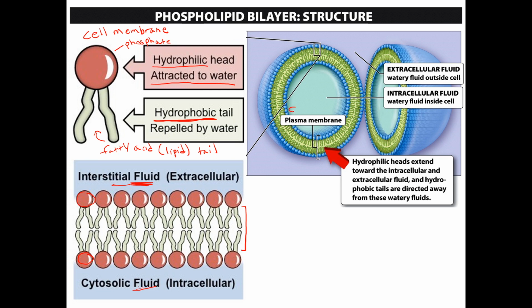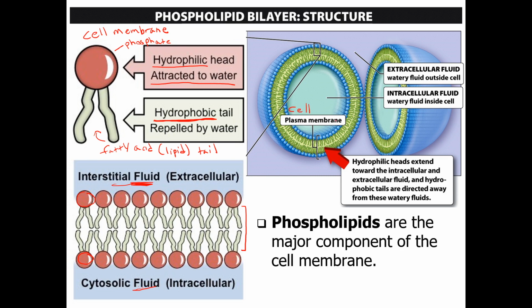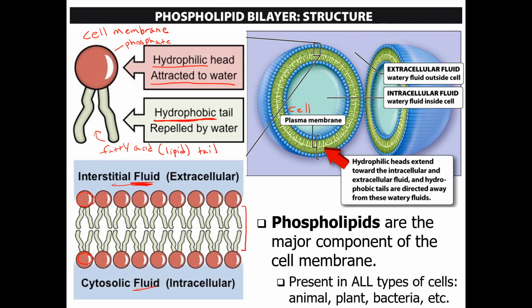So plasma membrane is another name for animal cell membrane. And remember that cell membranes are present in all cells, no matter what the type. And phospholipids are the main component for all types of cell membranes.